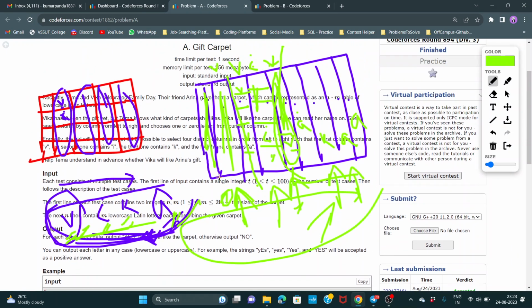So this is the one tricky part, that if I found one required character, and although that required character is present in more than one column, I have to choose the very first one. And why I have to choose the very first one, I have explained to you. So this is the whole solution.